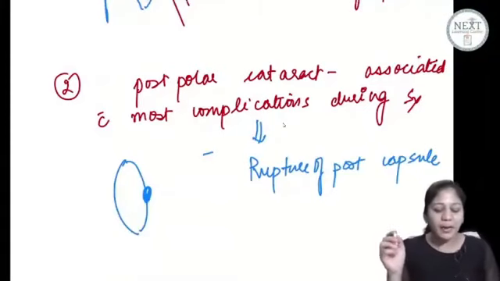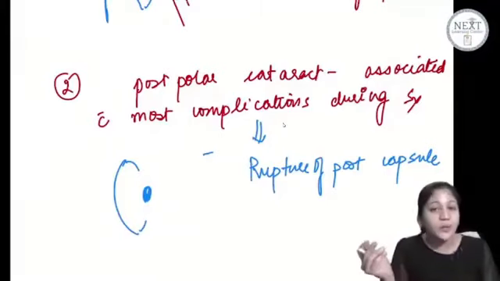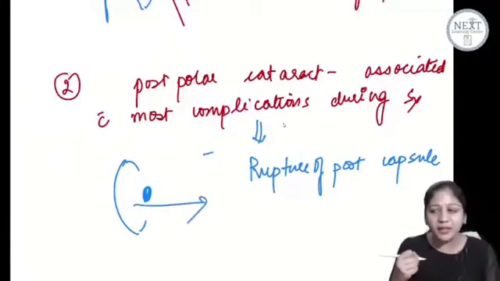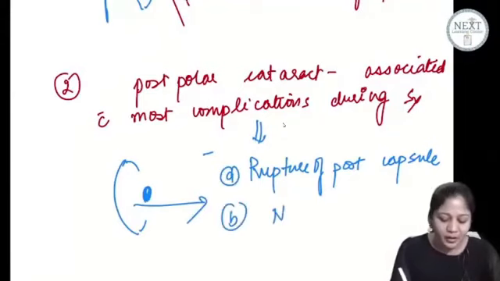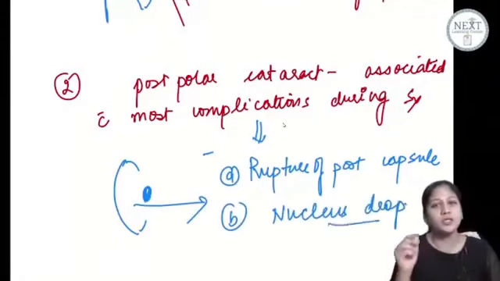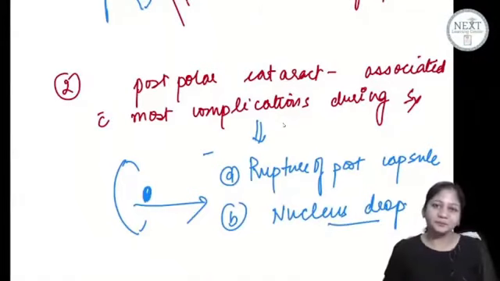Now, if the capsule gets ruptured, what will happen to the nucleus, guys? What will happen to the nucleus? Won't it be dropping down? It will drop down. Okay? So this is the complication, rupture of the posterior capsule. And this is the complication which is called a drop of the nucleus. Nucleus drop हो जाता है. This is a drop of the nucleus into the vitreous.